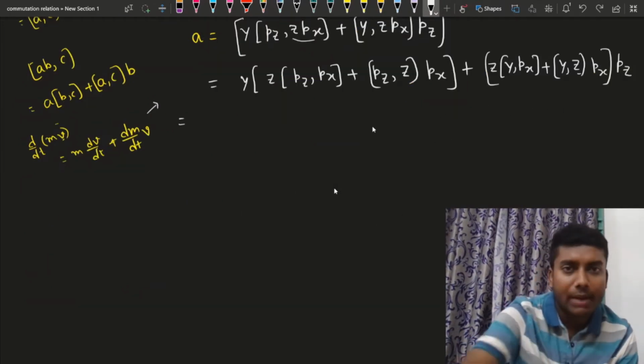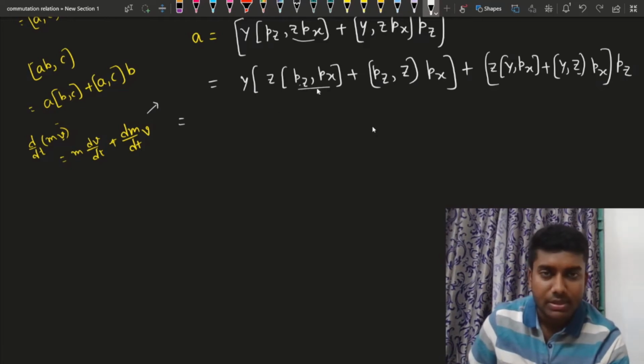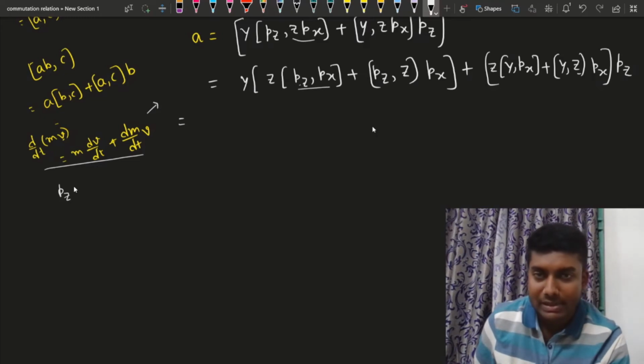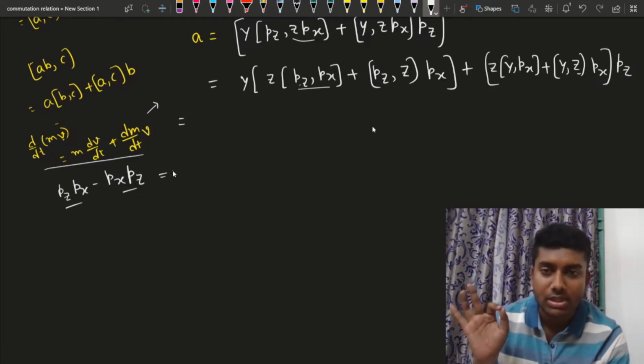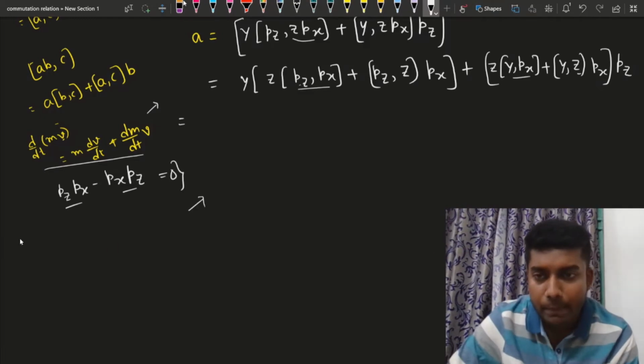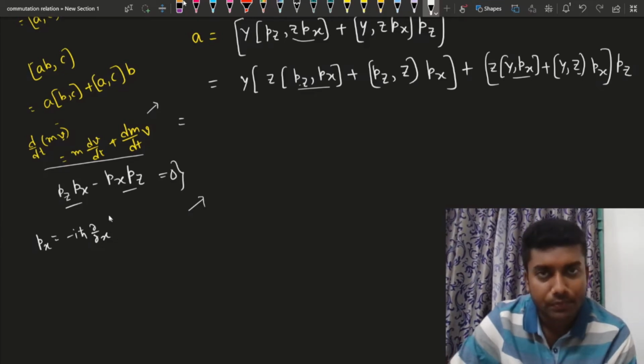Now what we'll have to do is find the value of this. Let us understand that pz comma px means the commutation. When you remove the commutation bracket, it comes out to be pz px minus px pz. Now you can easily understand that these two things are the same, so this just comes out to be 0. How are these two equal? Now px, what is px? Px is equal to minus ih del over del x.